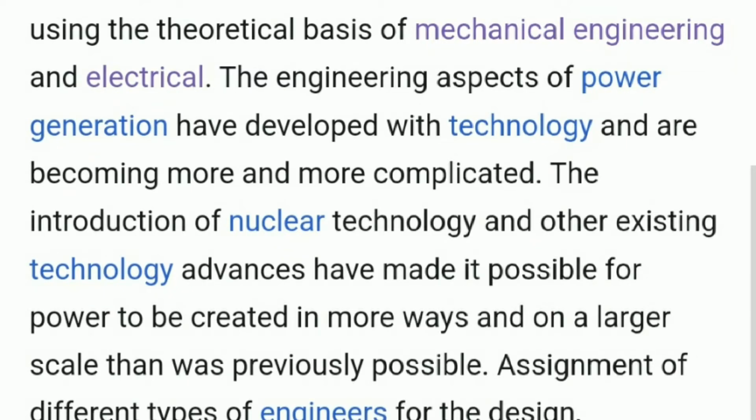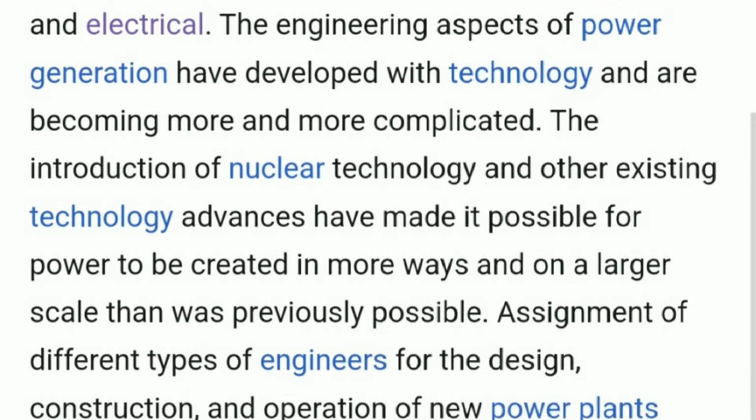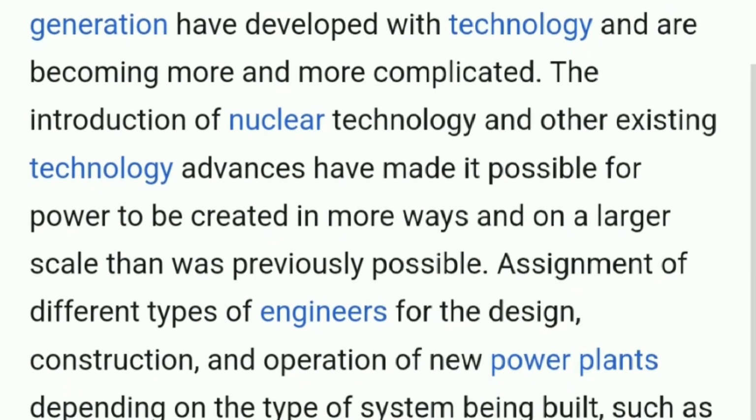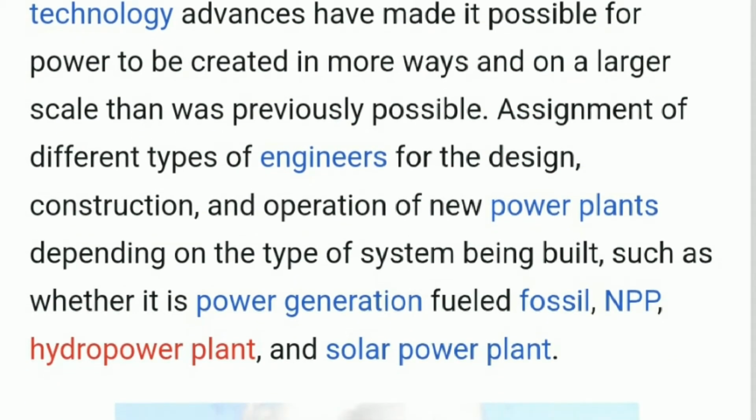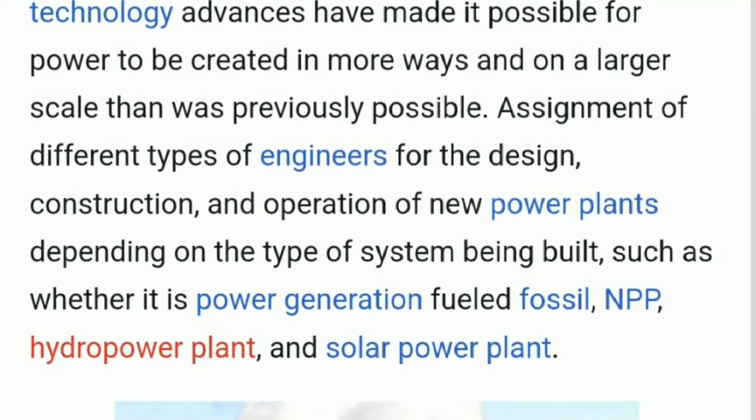The engineering aspects of power generation have developed with technology and are becoming more and more complicated. The introduction of nuclear technology and other existing technology advances have made it possible for power to be created in more ways and on a larger scale than was previously possible. Different types of engineers are assigned for the design, construction, and operation of new power plants depending on the type of system being built, such as whether it is fossil-fueled power generation, NPP, that means nuclear power plant, hydropower plant, and solar power plant.